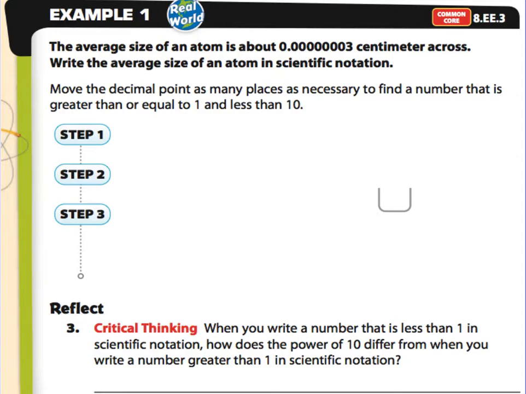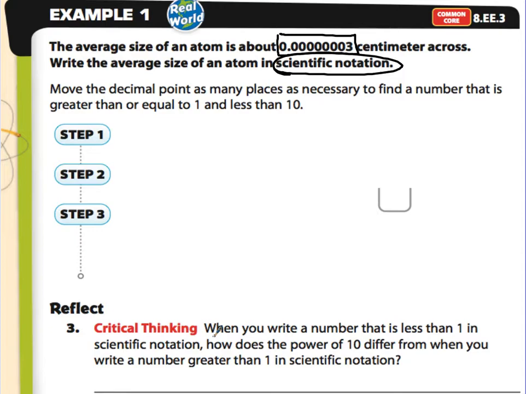Okay, so the average size of an atom is about, so again, tenths, hundredths, thousandths, ten-thousandths, hundred-thousandths, millionths, about 300 millionths of a centimeter across. Write the average size of an atom in scientific notation. So my doing word is that I'm writing it in scientific notation. There is no question, it's just telling us what to do, but the number is 300 millionths.